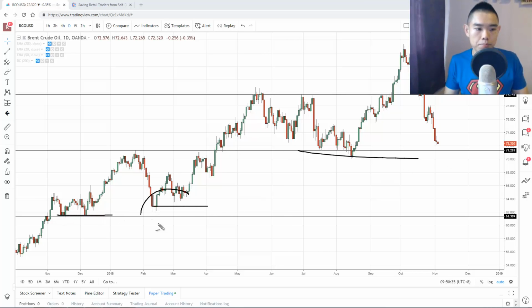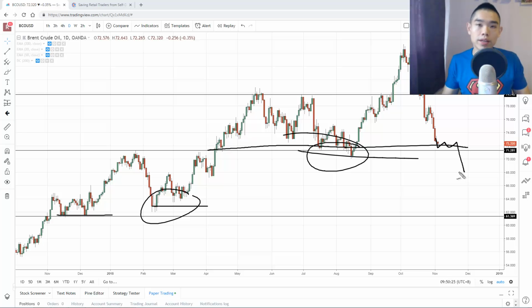Okay, these are the major points that I've highlighted over here. Only if the market can take out this area of support, like for example it breaks down, only then would my bias shift from long to short.